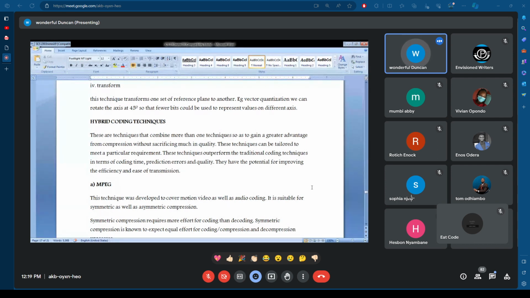And we saw that quality decreases because of loss of data when you are compressing. Like this one is a lossy compression, where some data is going to get lost. So different techniques are combined so that we do not compromise quality. These techniques can be tailored to meet a particular requirement.